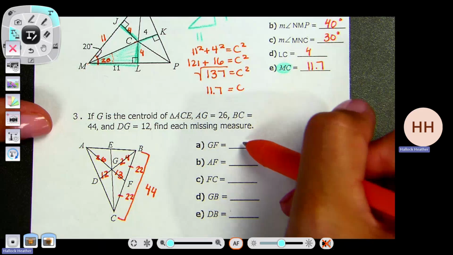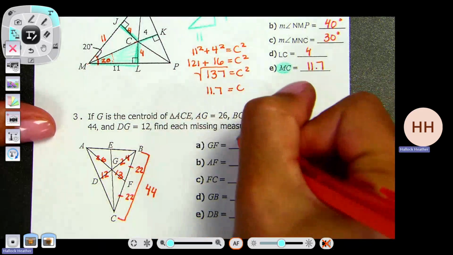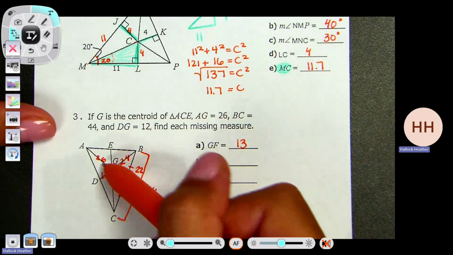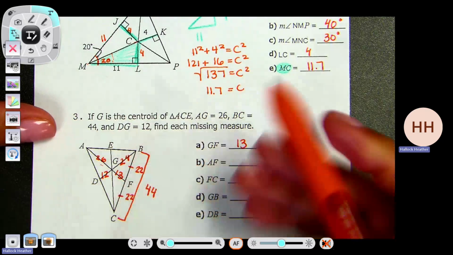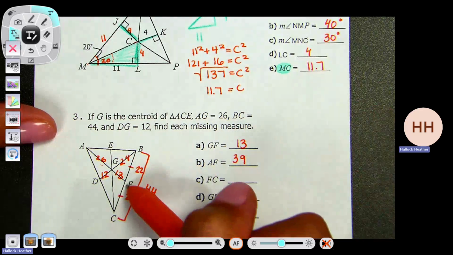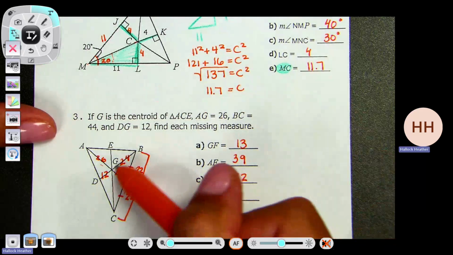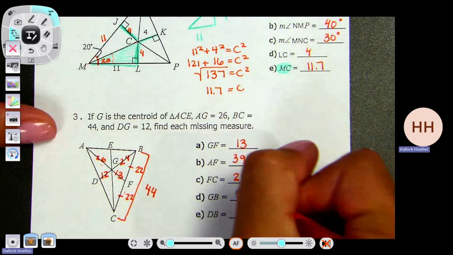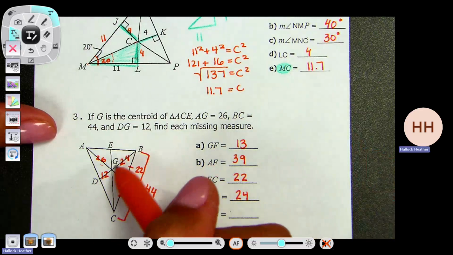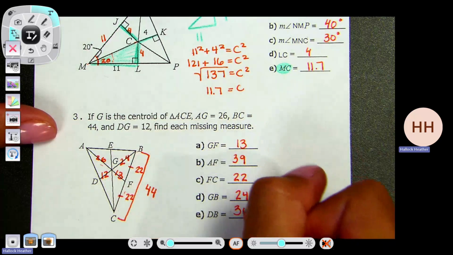So FG is 13. AF, the whole thing, is 13 three times, or 26 plus 13, which is 39. FC is the outside, so 22. GB is the longer piece, so 24. And then DB, the whole thing, is 3 pieces total, 3 12s. 12 plus 24 is 36.